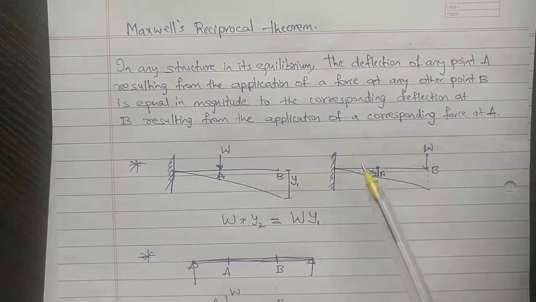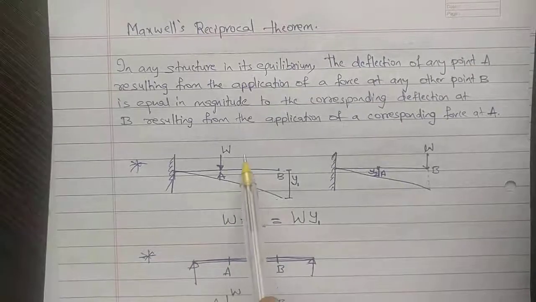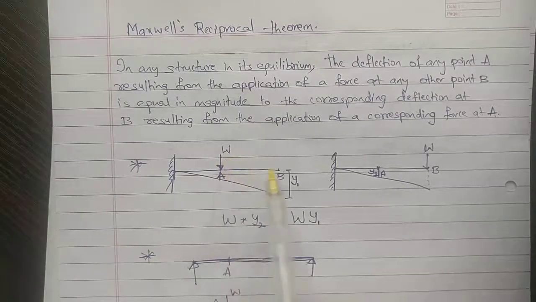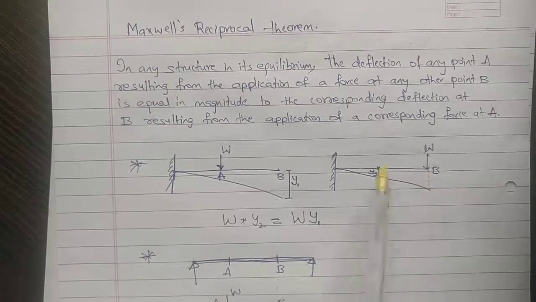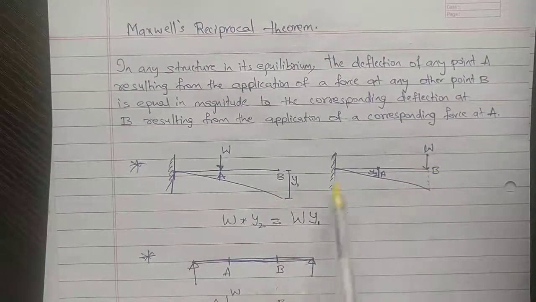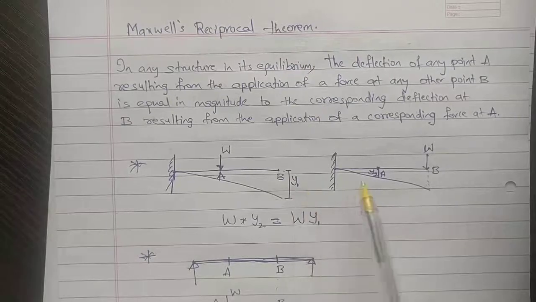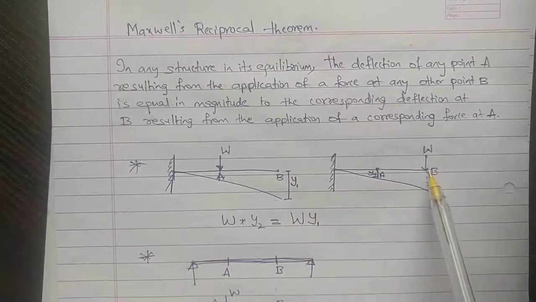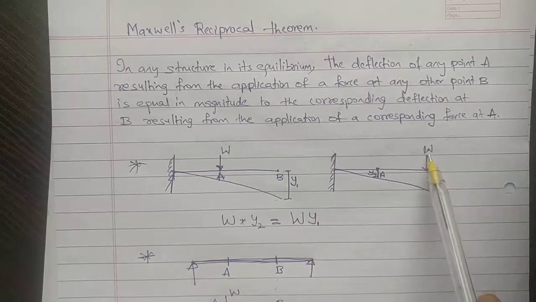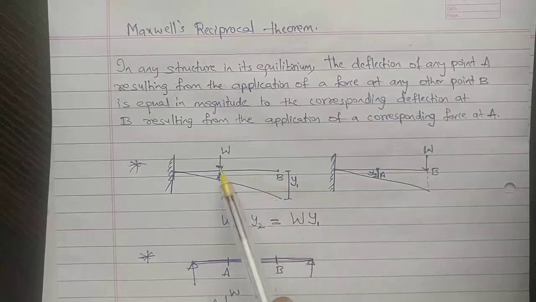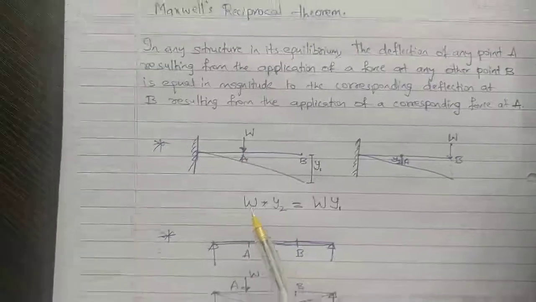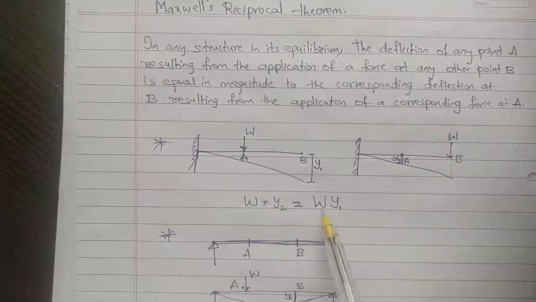So what the theorem says is W into Y2, the deflection caused at B, is equal to the force, which is the same W, into the deflection caused at B because of load at A. This is W into Y2 is equal to W into Y1.